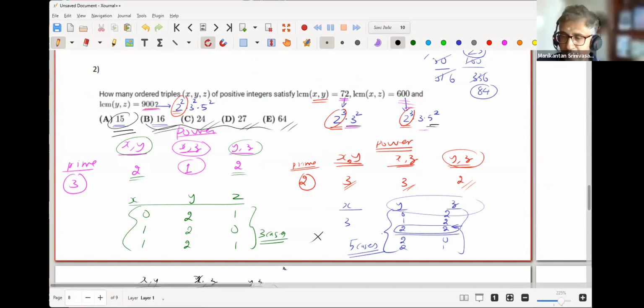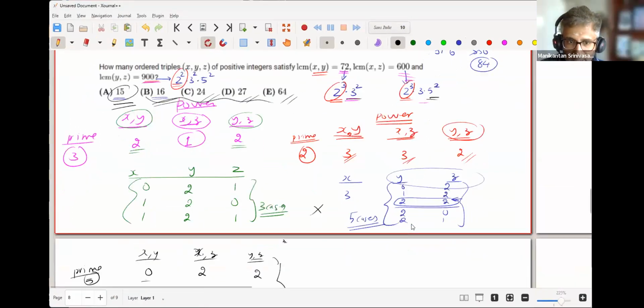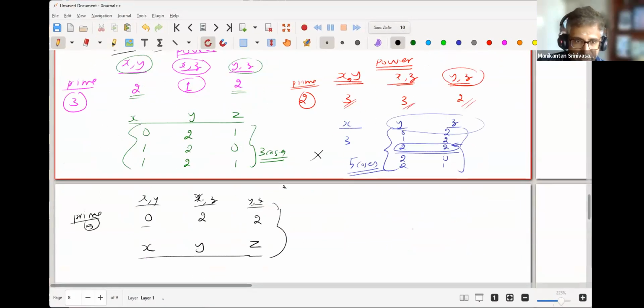So far, we have dealt with the prime number 2 and the prime number 3. We have arrived at 5 cases in one and 3 cases in the other, which means 5 cross 3, 15 cases, right? And we are looking to multiply by some other number now, right? And he's saying, let's not waste time. Okay, yes, that's the right thing to do in an exam situation. But right now, since we're preparing, let's do it properly.